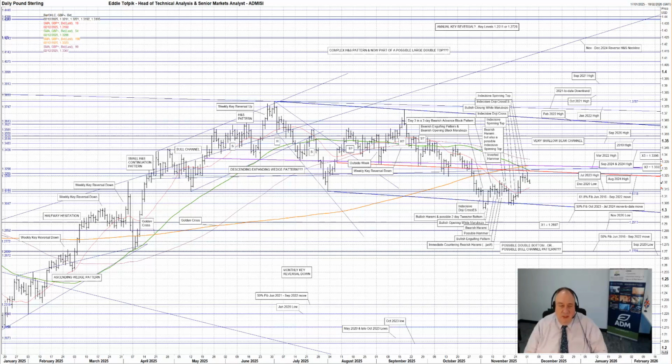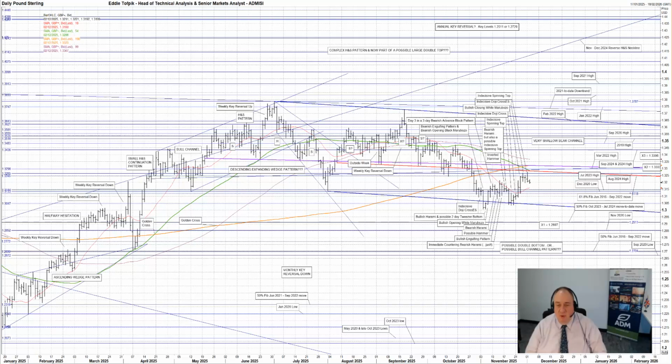Cable, aka sterling against the US dollar. Another indecisive pattern yesterday to go with the previous two consecutive indecisive doji crosses from last week. This time an indecisive spinning top, though I do note how it also became a wannabe inverted hammer, though the qualification for such a pattern here do not fit.